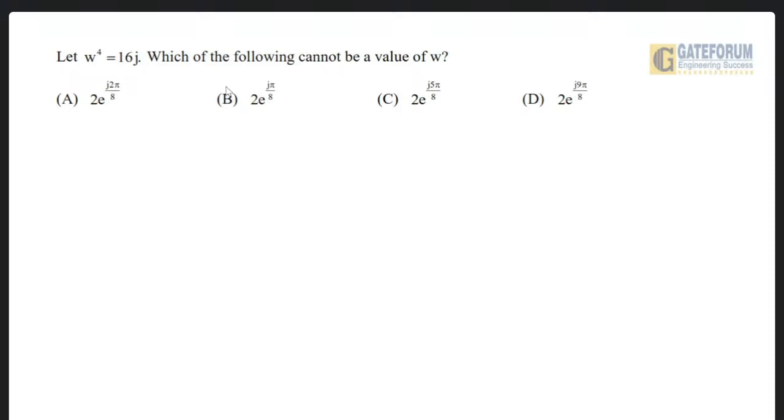Next. The question is, let omega power 4 is equal to 16j, or we can read w power 4 is equal to 16j. It's not omega, better to say w. Which of the following cannot be a value of w? Four options A, B, C, D given. So this is from engineering mathematics, from the topic complex variables, subtopic basics. Now solution.